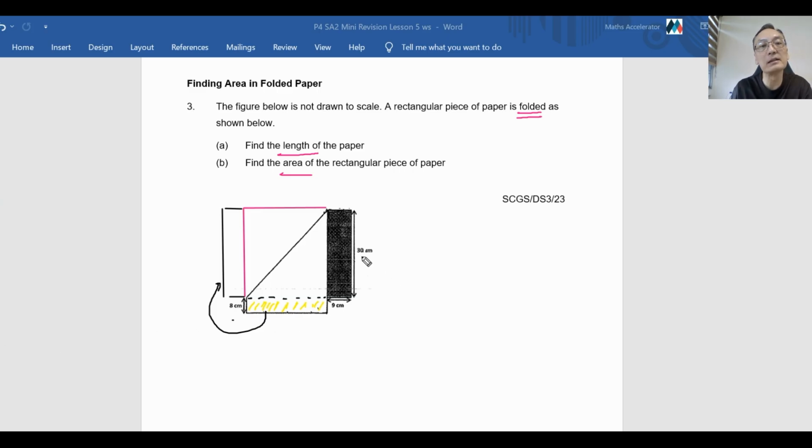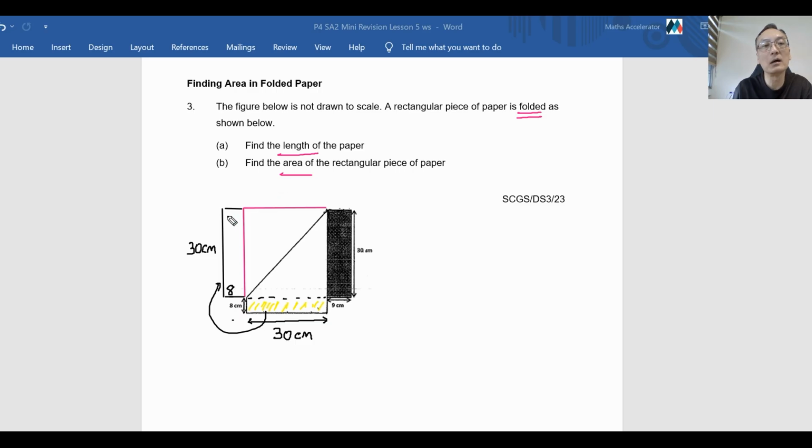This is 30 cm. That means this portion is 30 cm. This portion is the same as this portion here, right? Because this is the part that's folded here. So here will be 30 cm. So then if this is 8 cm on this part, then here will also be 8 cm.